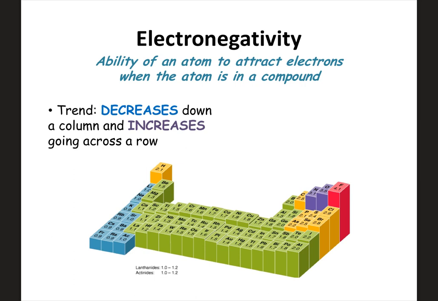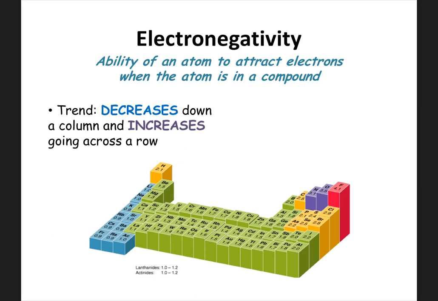All right. So it's just like ionization energy in terms of it decreases down and increases across. So as you're studying these trends, try to keep some of these things together to make it easier. Remember, ionization energy and electronegativity follow the exact same trend, but there'll be different definitions, obviously. Electronegativity is your ability to attract electrons toward yourself. It decreases down, increases going across.